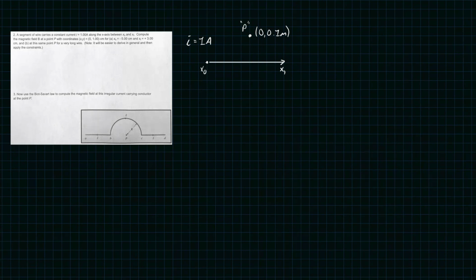where x0 is negative 0.05. I almost messed this up. 0.01 centimeters, 0.01 meters. This is negative 0.05 meters. And then this is 0.03 meters.